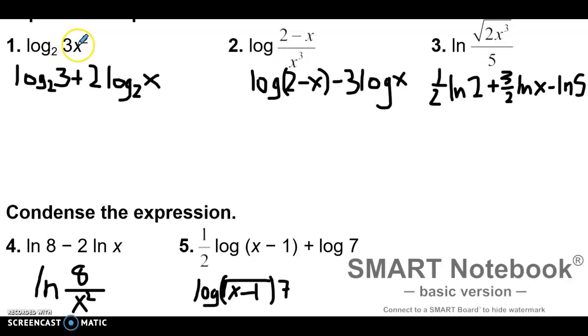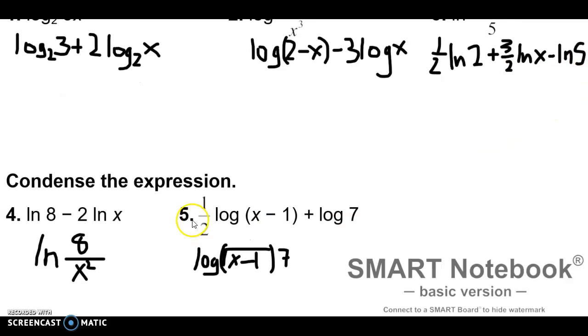So the 3 is multiplied by the x squared, so you break it apart, so it's 3, and x, the power of 2, becomes the number in front. The 2 minus x is being divided by x cubed, so we have 2 minus x, and the cubed becomes the number in front. The square root of 2 is like 2 to the 1/2, so the 1/2 natural log of 2. The 3 is then to the 1/2, so it'd be 3/2 natural log of x, all being divided by 5, so it's minus natural log of 5.